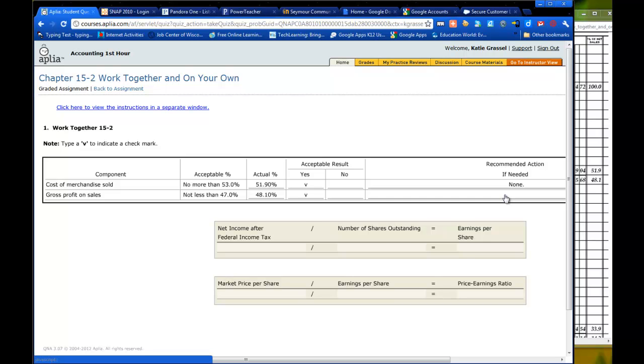I would like you to please put recommended action for each one. Please put in none, because none is needed because they are an acceptable one. Okay?